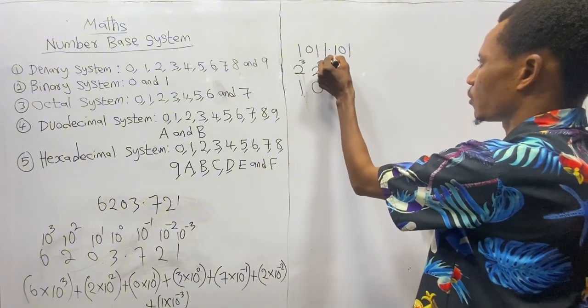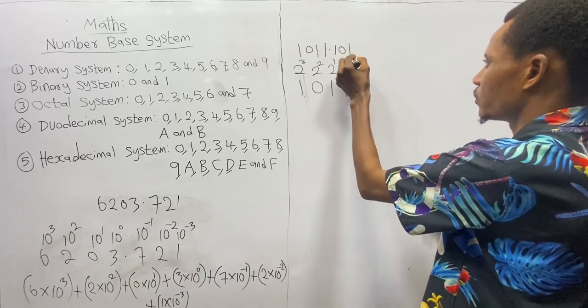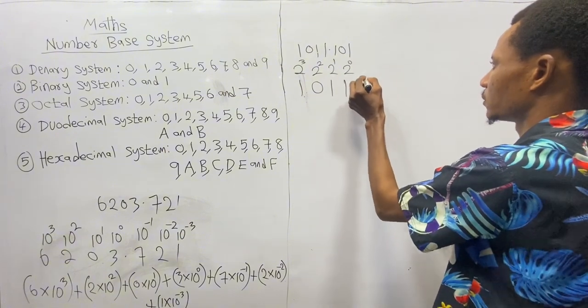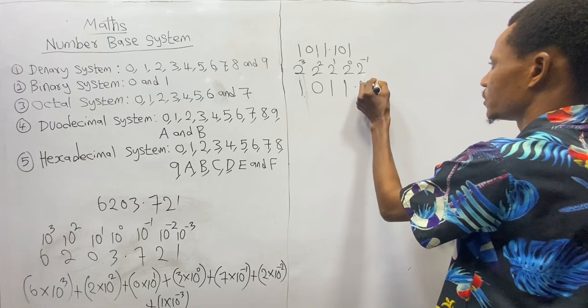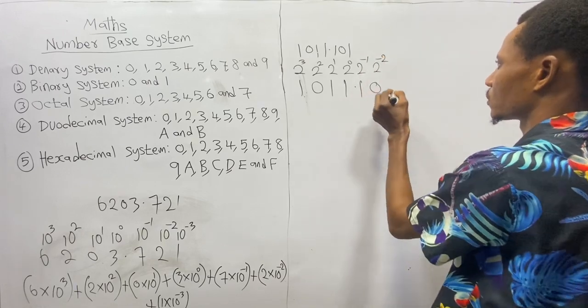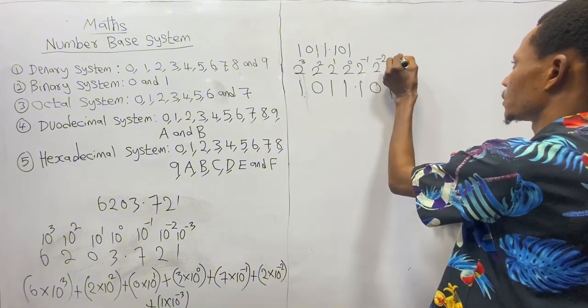2 raised to the power of 1. And this other one will be 1, 2 raised to the power of 0. Point. This one will be 1, 2 raised to the power of minus 1. This 0 will be 2 raised to the power of minus 2. And this one will be 1, 2 raised to the power of minus 3.